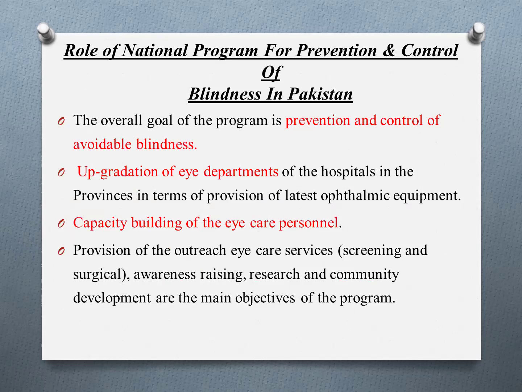Role of the National Program for Prevention and Control of Blindness in Pakistan. The overall goal of the program is prevention and control of avoidable blindness. Upgradation of eye departments of the hospitals in the provinces in terms of provision of the latest ophthalmic equipment, capacity building of the eye care personnel, provision of outreach eye care services, screening and surgical awareness raising, research and community development are the main objectives of the program.